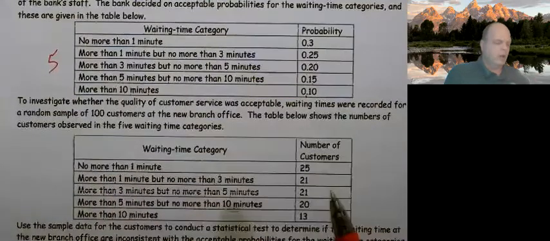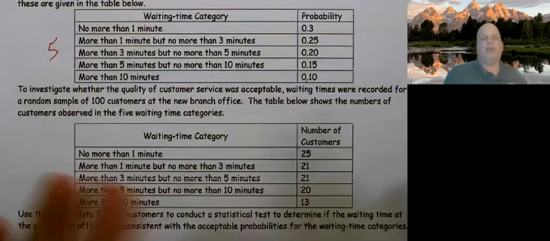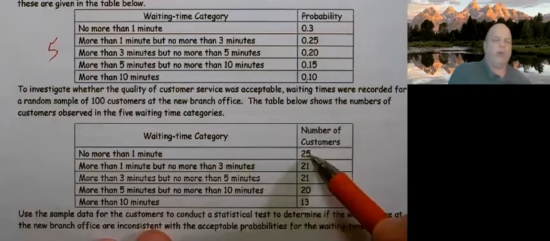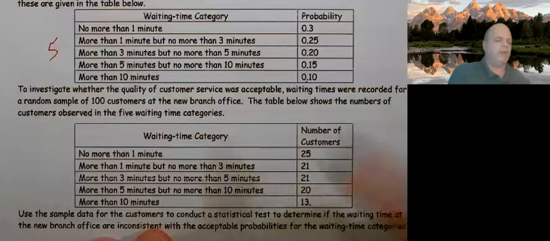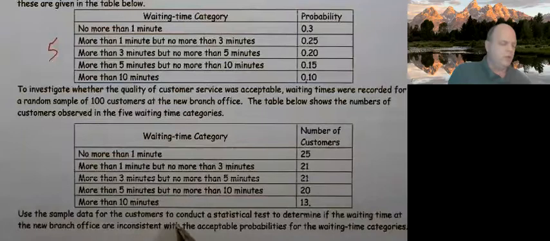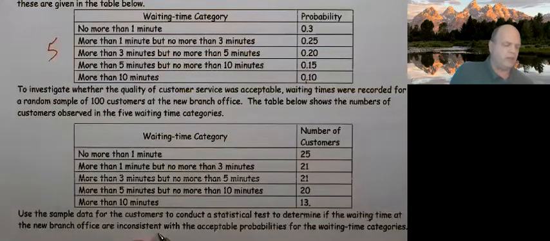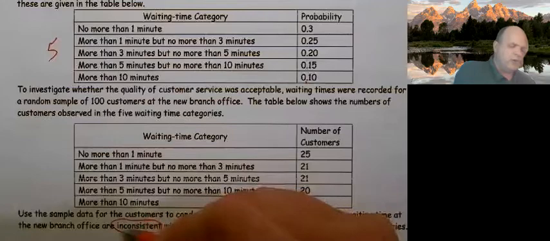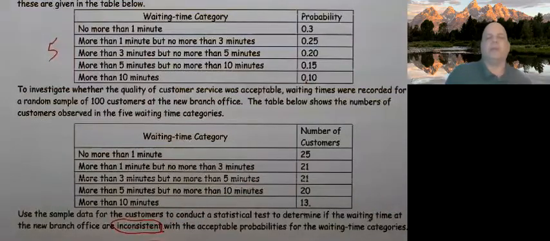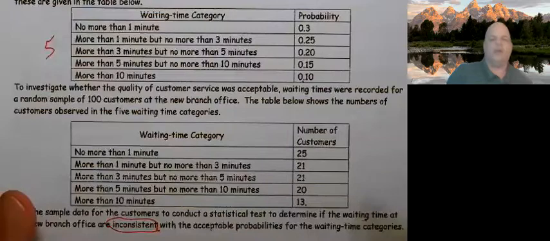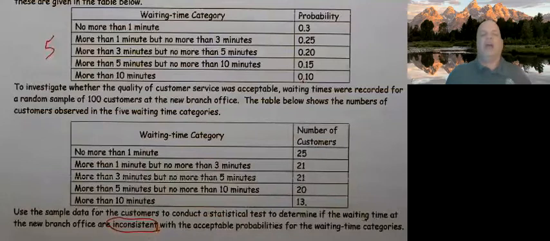All right. And then it says, okay, so we have the exact same categories. And notice I have whole number counts. And that's the other thing I should have said earlier, you're going to have whole number counts all the way through. Use the sample data for the customers to conduct a statistical test determining if the wait times in the new branch are inconsistent. In other words, consistent or inconsistent with acceptable probabilities for the waiting time categories. So they want to see if they are the same or different, because the word inconsistent goes, hey, are they the same or not the same?